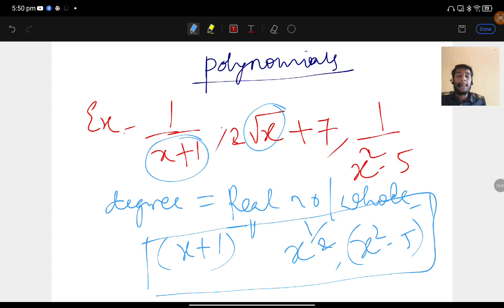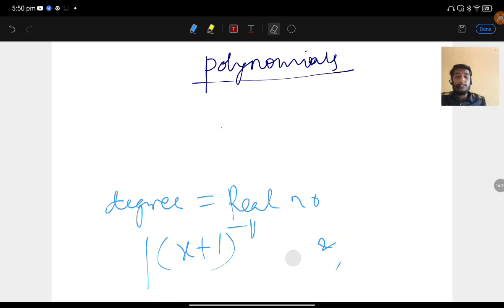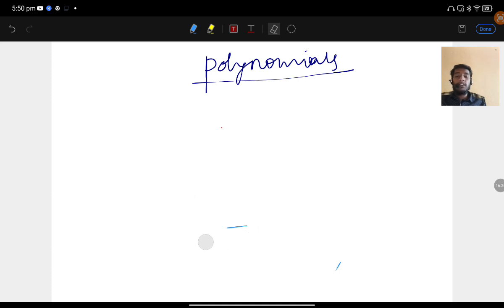So one more time I will just recall: linear polynomial, quadratic polynomial, cubic polynomial. Okay, next. Now for the students I will give a small activity to do in your notebook.